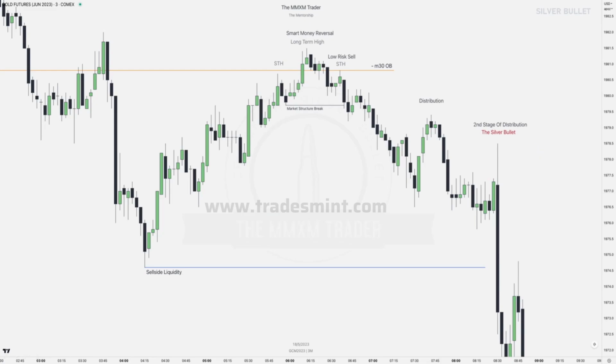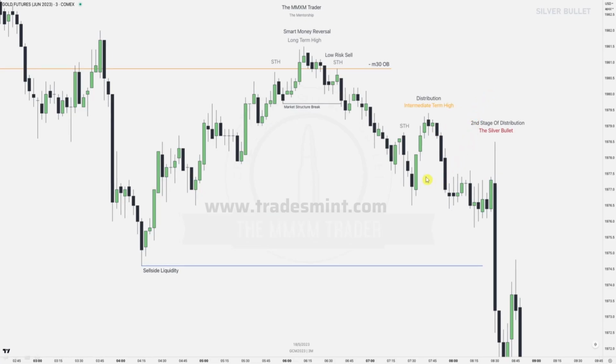Annotating market structure, short-term high to the left of it, and in that smart money reversal we got that long-term high, right? So short-term high to the left, then we have that long-term high and then a short-term high to the right of it, which is in this occasion the low risk sell. Now we're breaking down structure, confirming sell side of the curve, right? Then forming distribution phases over here.